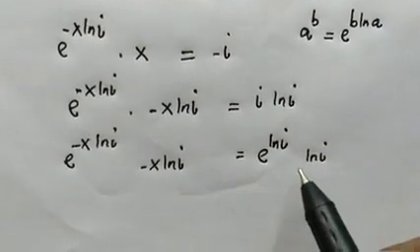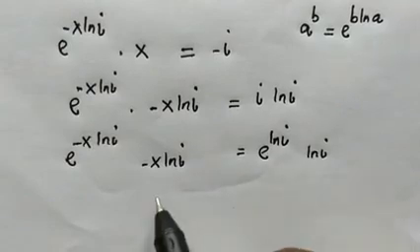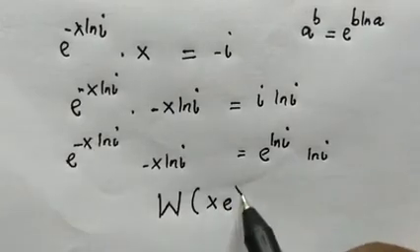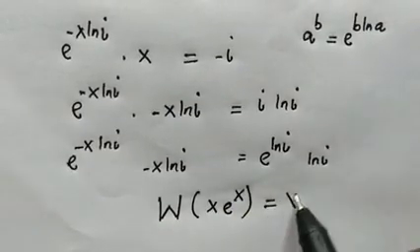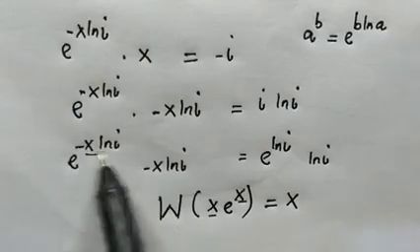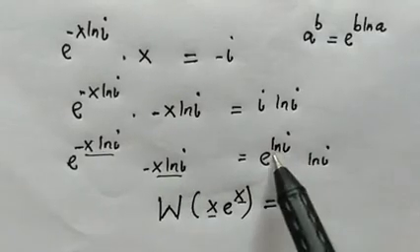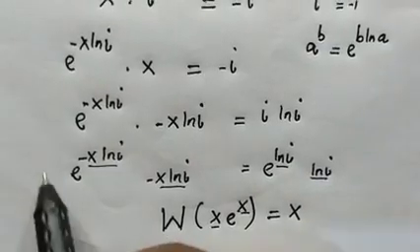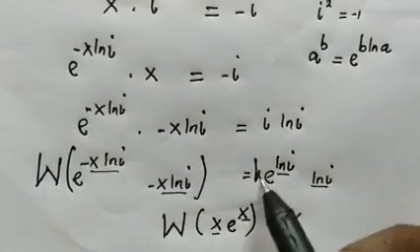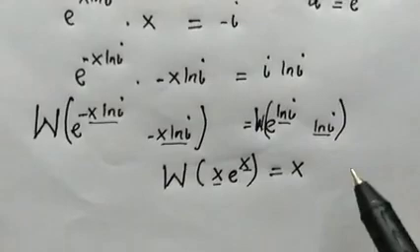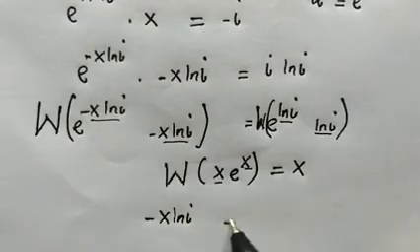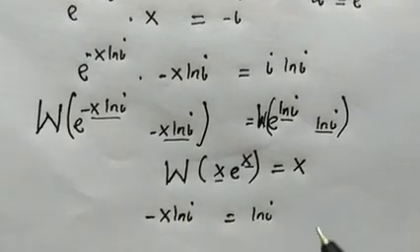So what are you thinking? The Lambert W function, right? You get it. So recall that the Lambert W function of x times e raised to the power of x is just equal to x. You can see that this power here is equal with this expression, and here this is equal with this. So when you take the Lambert W function on both sides, the left hand side will simplify to -x times the natural log of i. The right hand side simplifies to the natural log of i.